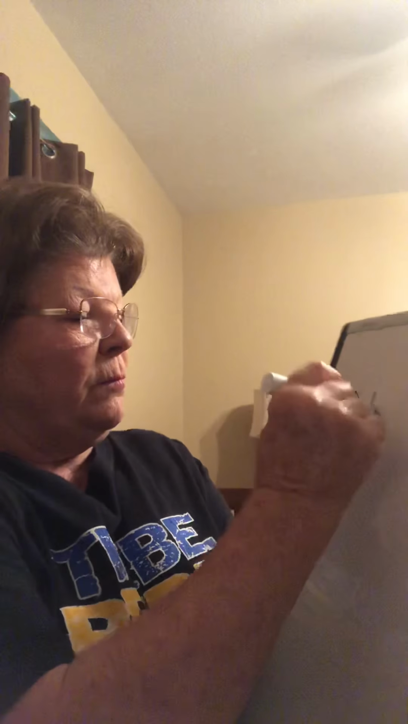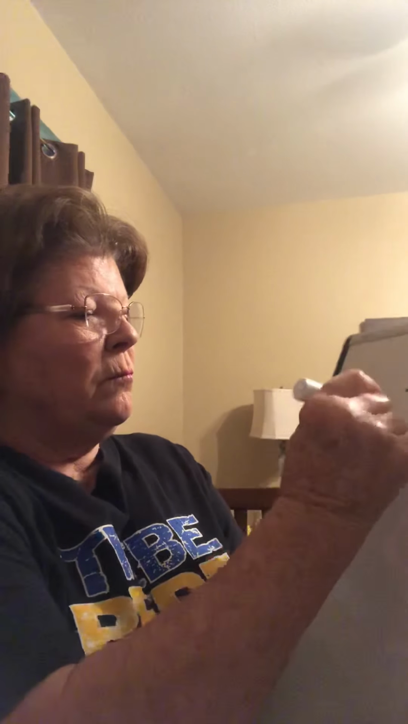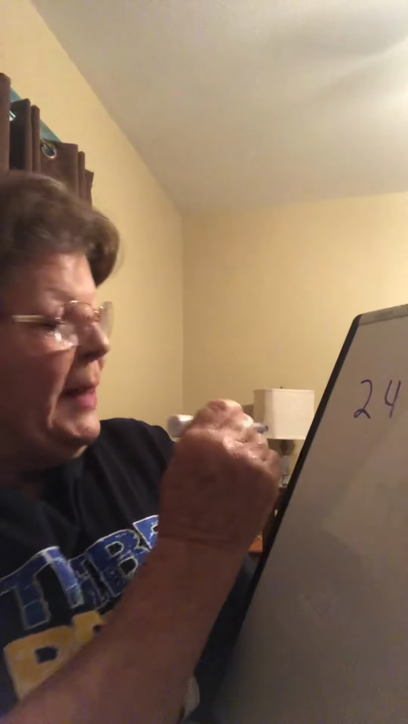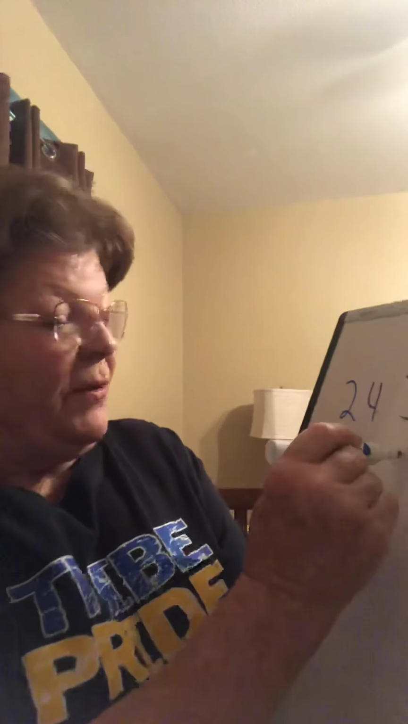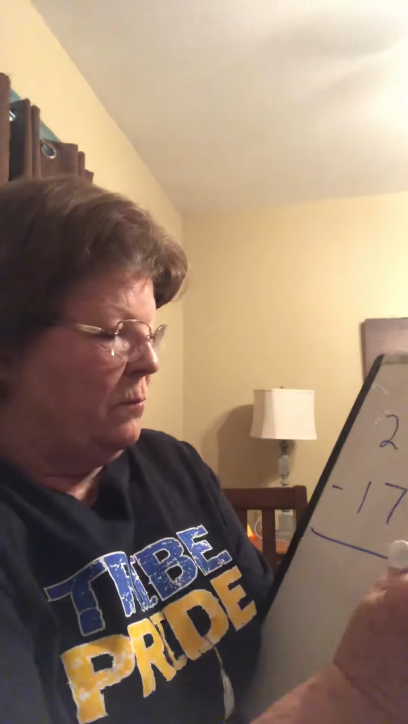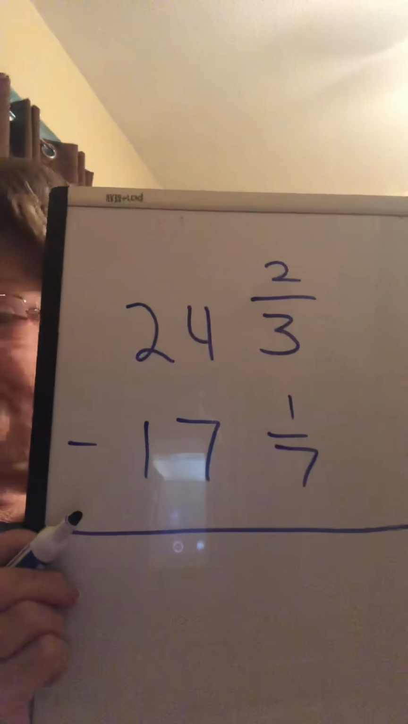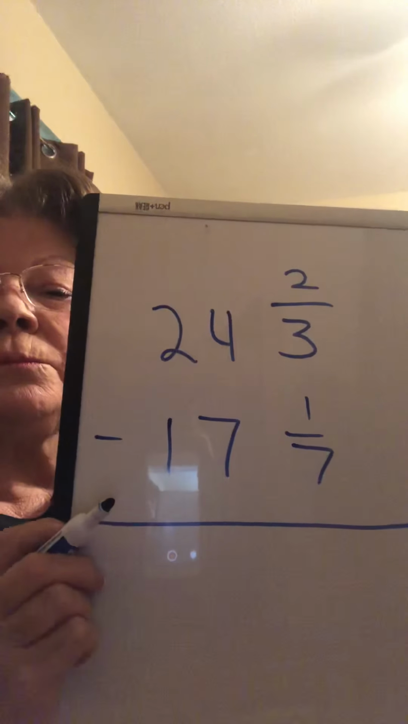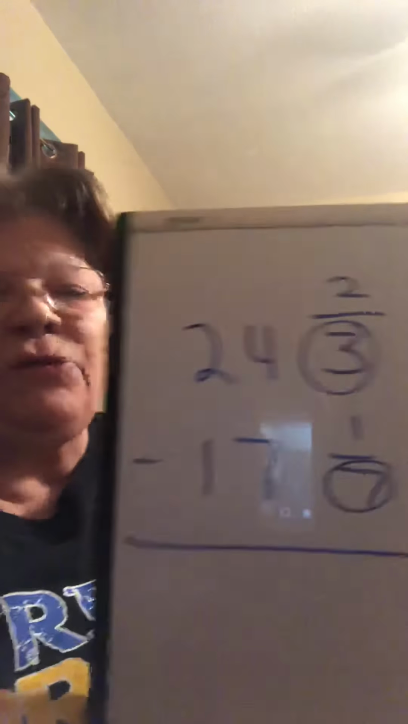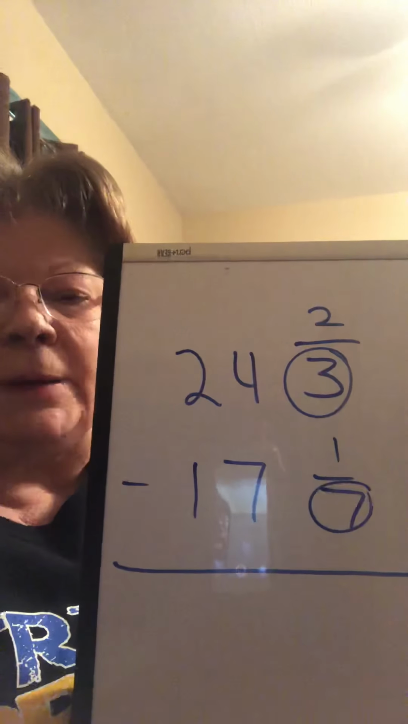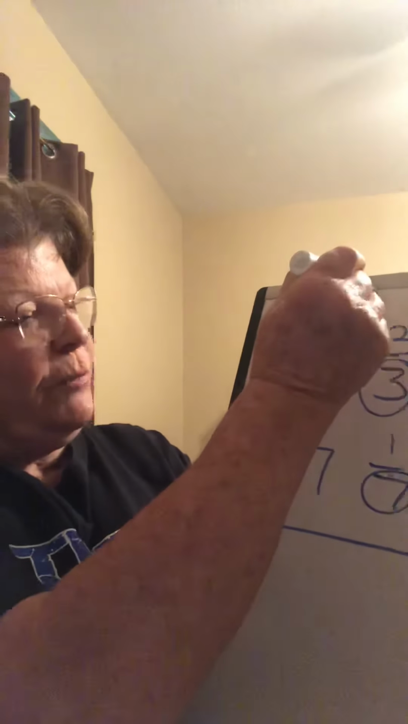Okay, everybody got that one? Okay, let's try another one. Let's try a subtraction one this time. Let's try 24 2/3. Got that? And we're going to take away 17 1/7. Once you get it copied down, first thing I want you to do, circle your denominators. That should just be second nature. You circle those denominators. And then I want you to draw the river.